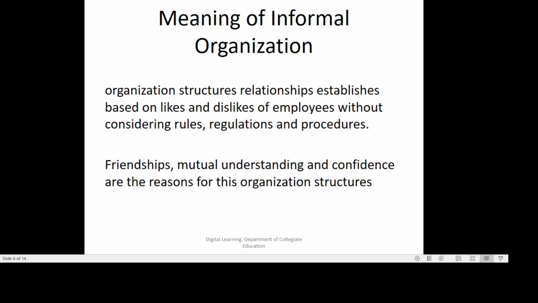Now we'll see what is informal organization structure. The informal organization structure establishes relationships based on the likes and dislikes of employees without considering rules, regulations, and procedures in the strict sense. So there will be mutual coordination, mutual friendship, and understanding, respecting each other. There will be a sense of confidence in this kind of organization. These are the features of informal organizations. The informal organization exists under the formal organization also. Informal relationships bring greater job satisfaction and result in maximum production.